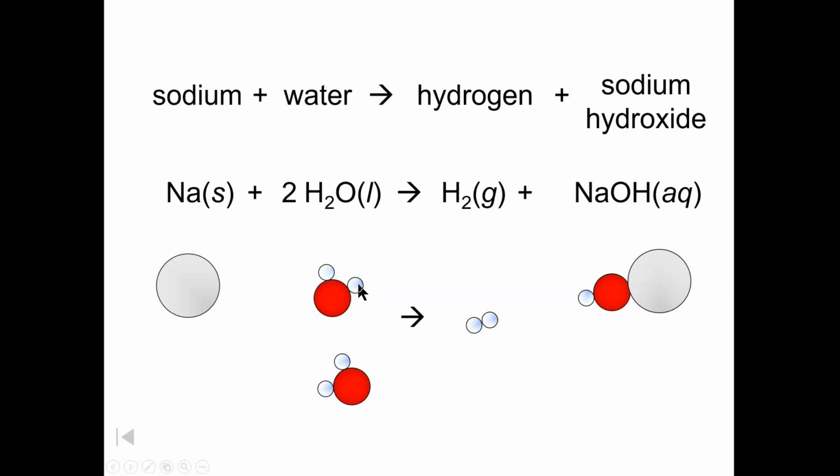So now we have 1, 2, 3, 4. That's plenty of hydrogen now. But you notice we're going to have an extra hydrogen and an extra oxygen. So what do we need to do? Well, if we add 2 NaOH, what that does is it gives us now the freedom to say another NaOH. We have 1, 2, 1, 2, 1, 2, 3, 4, 1, 2, 3, 4. So our oxygen and hydrogen are balanced.